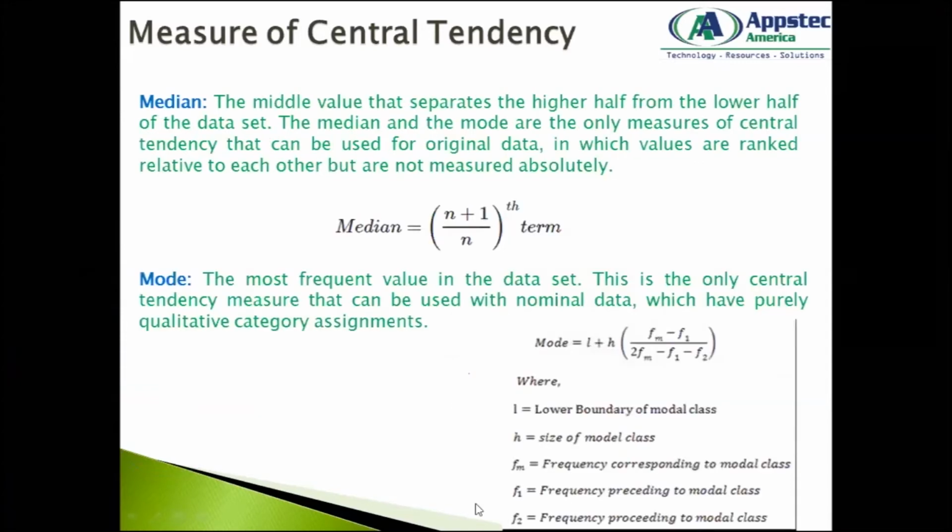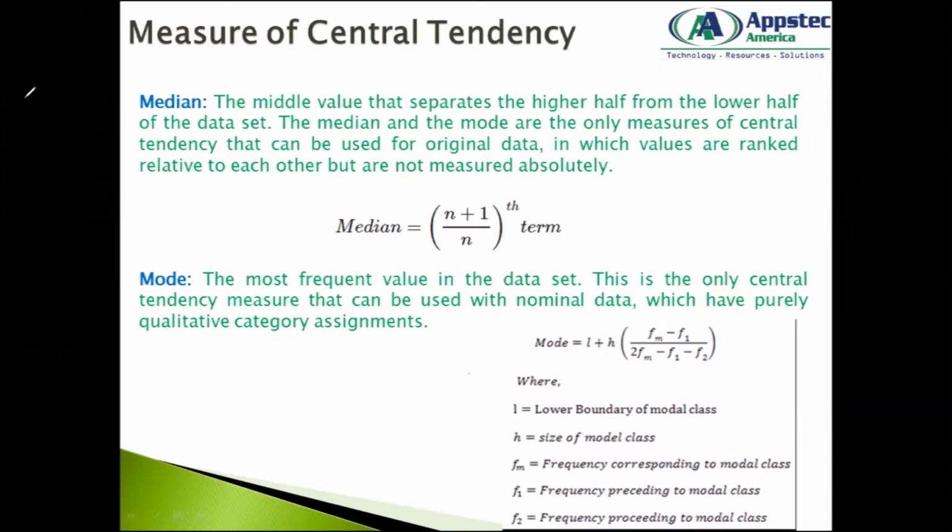Now the concept we're going to talk about here is median and mode. These are again two important concepts when you talk about the measures of central tendency. So what is my median? Median is the middlemost observation when you arrange data in ascending order of magnitude, let's say smallest to greatest.